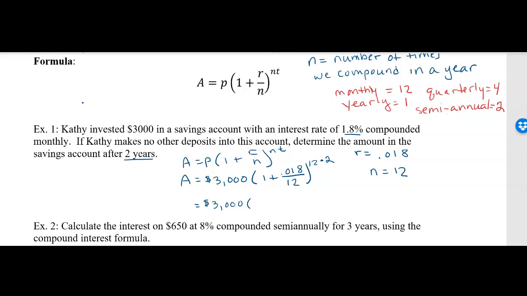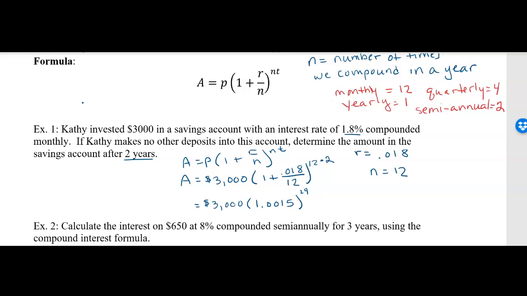On your calculator, this is what I recommend. Take 0.018 divided by 12 first. Hit enter. Then add 1. It'll help save you from calculation errors. If we do that, we should get, and again, remember, I don't always round soon, I'll go to 4 places, 1.0015. Now take 12 times 2, and I get 24, so it's to the 24th power. Okay, we're getting there. But order of operations says I need to do the exponent first.